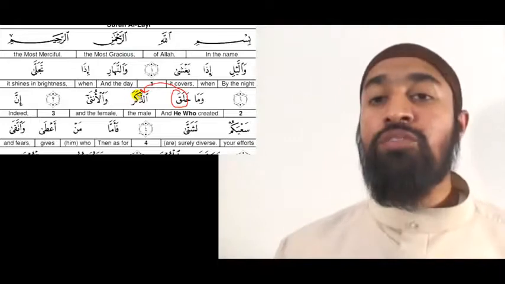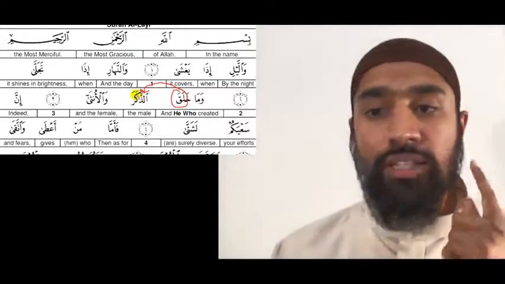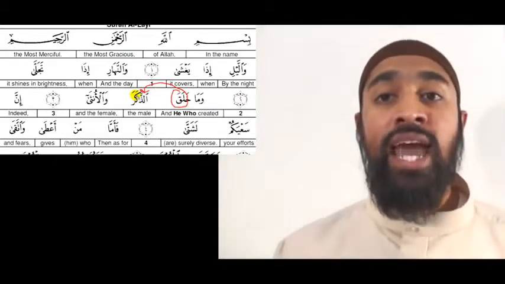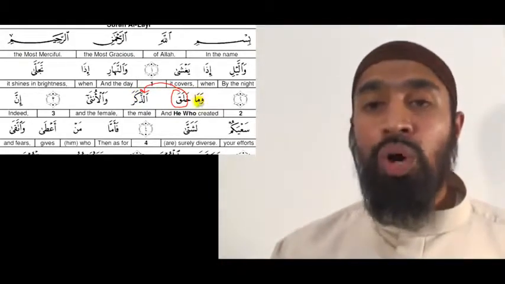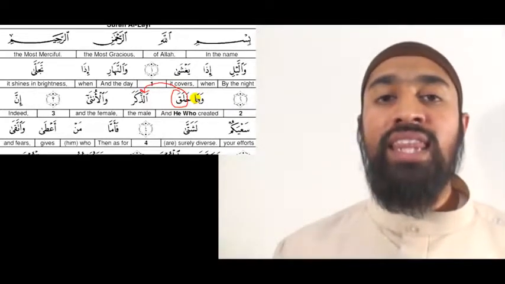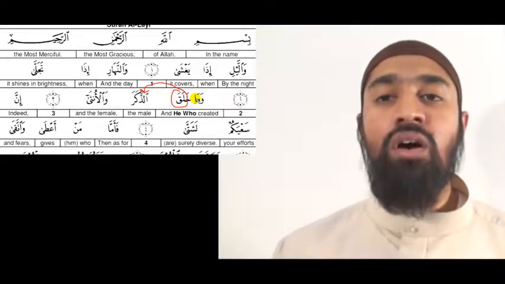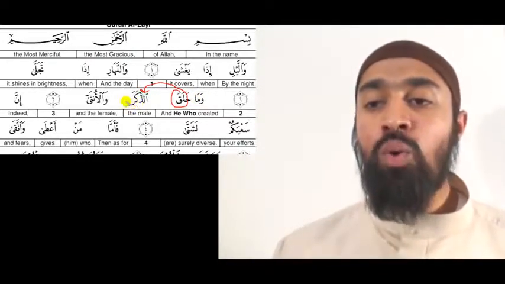Kaf is light, but remember not to say the ka with a heavy sound. You hear the ah sound? It's an ah sound, like in cat, at. Wama, wet. Wama khalaqa adh-dhakara.